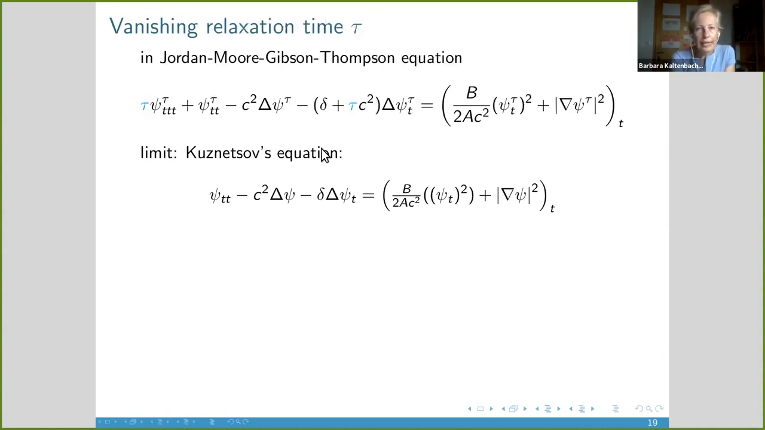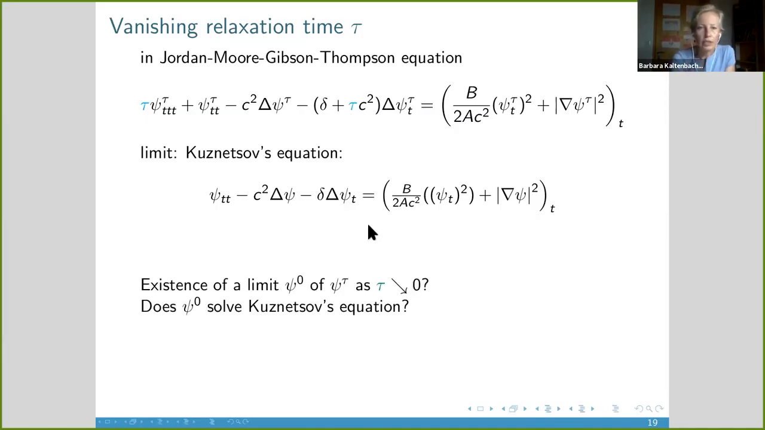Okay, the second advanced model that I've shown you is this JMGT equation here, where we have the relaxation time tau in front of the third time derivative. Not only there, also here. And again, just setting tau equal to 0, one ends up with Kuznetsov's equation.